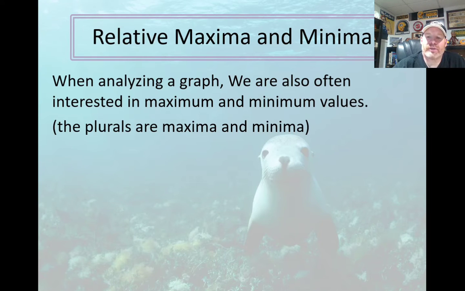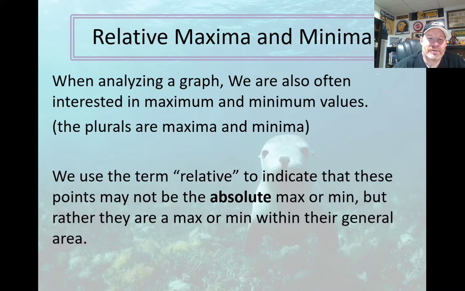Well, we have two different ways of describing these maxima and minima. We use either the term relative or absolute. Relative is used to indicate that the point is a maximum or minimum in its general vicinity, but not for the entire graph. There are points that are actually higher or lower. Absolute is the absolute maximum or minimum. You'll get a better idea of what I mean in the example that we're going to do.